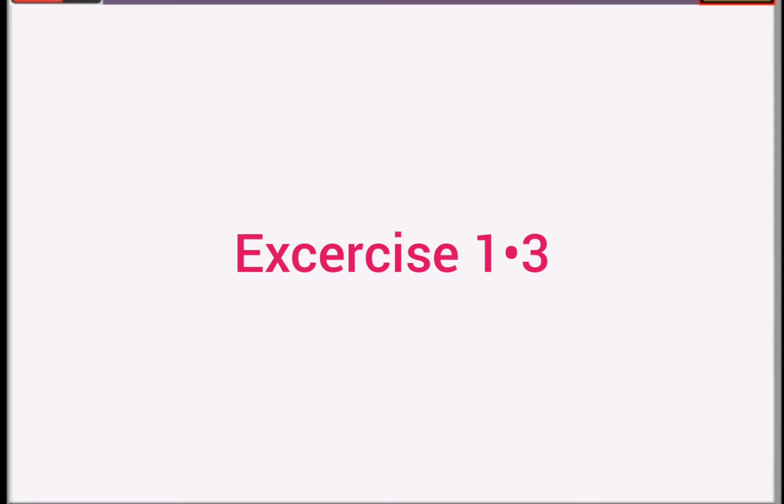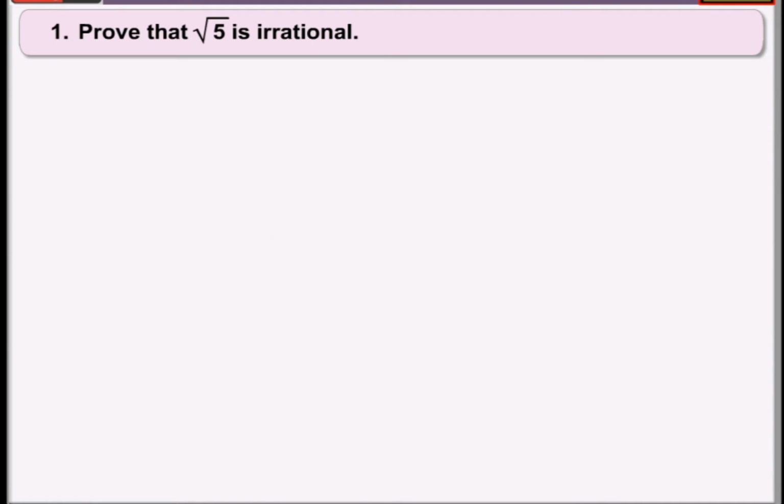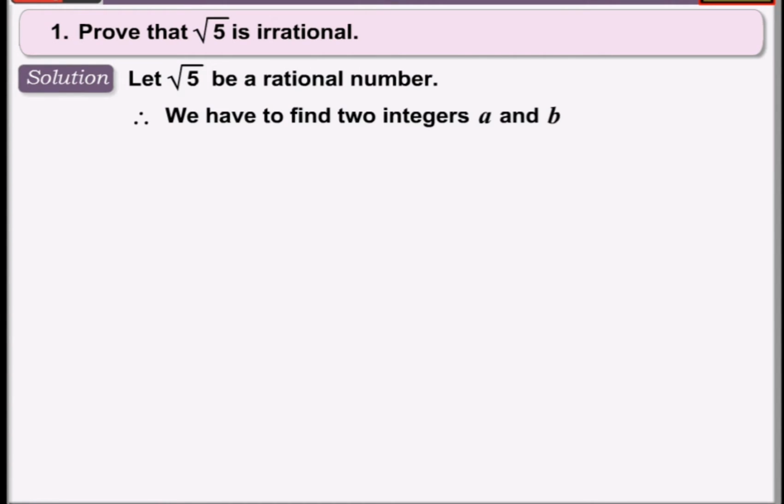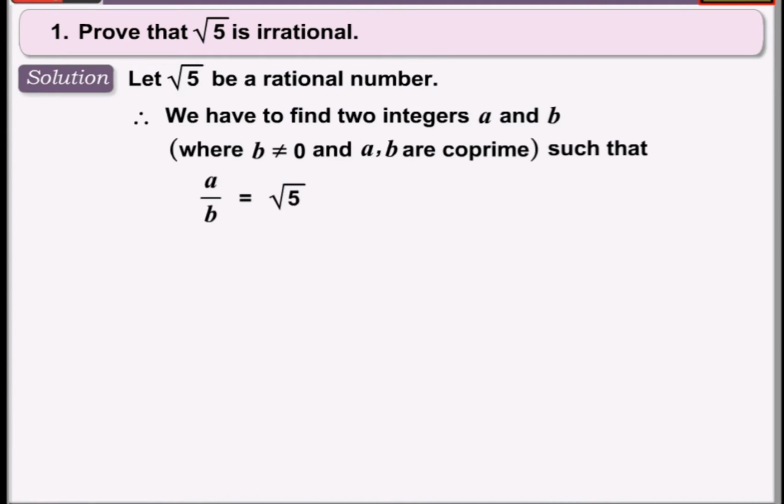Exercise 1.3. Prove that root 5 is irrational. Solution. Let root 5 be a rational number. Therefore, we have to find two integers a and b, where b is not equal to 0 and a and b are co-prime, such that a upon b is equal to root 5. So a is root 5 into b. Let us put it as 1.